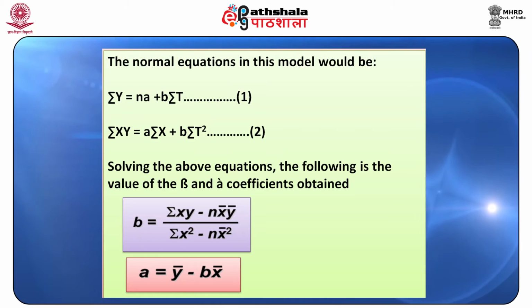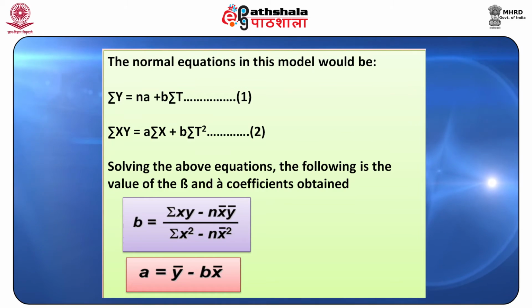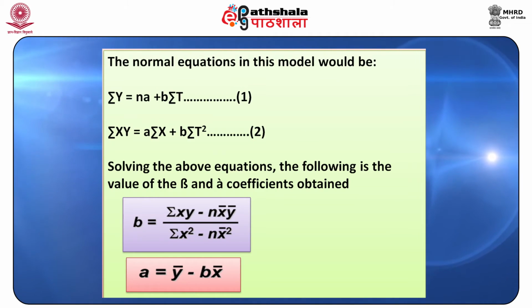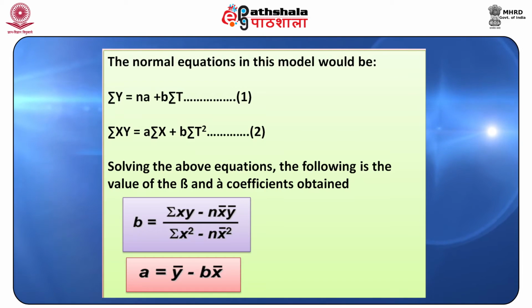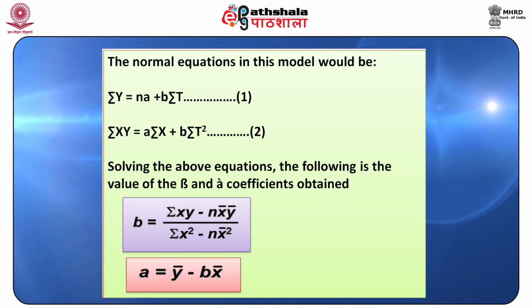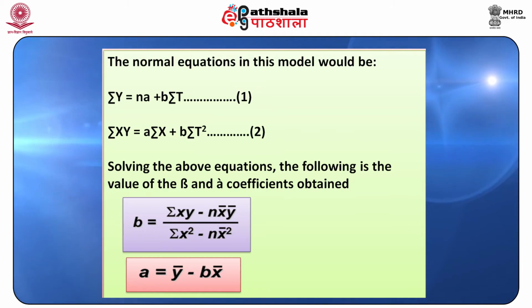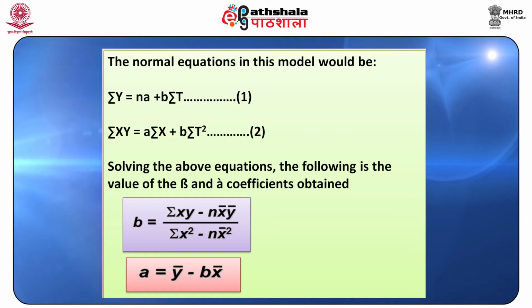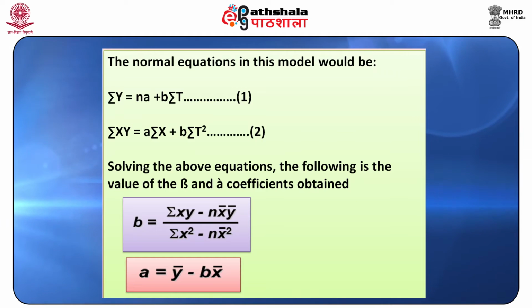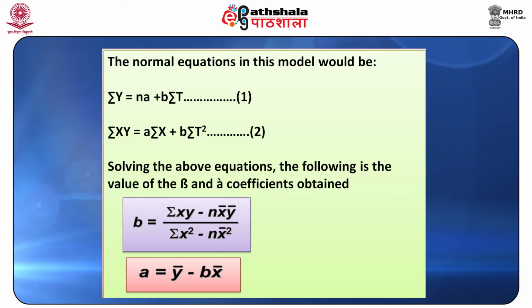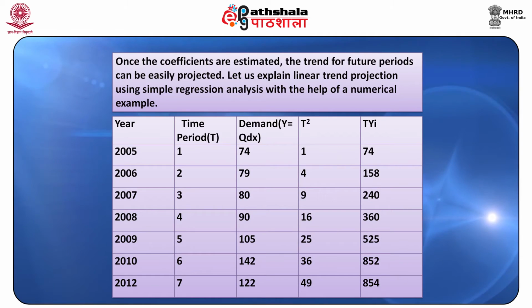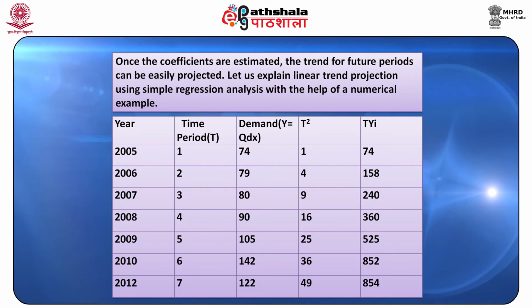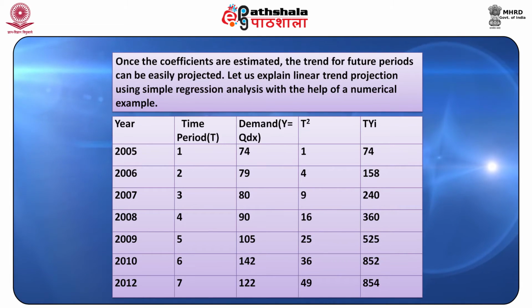Solving the above equations, the following is the value of the beta and alpha coefficients obtained. Beta is equal to summation xy minus n into x bar into y bar divided by summation x square minus n into x bar square. A is equal to y bar minus b into x bar. Once the coefficients are estimated, the trend for future periods can be easily projected.